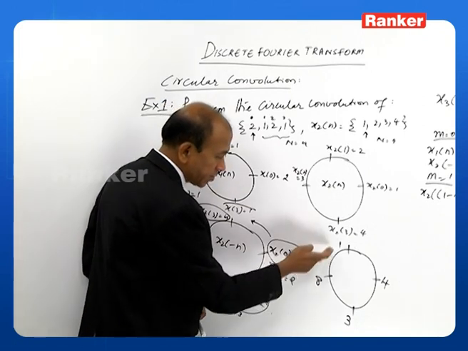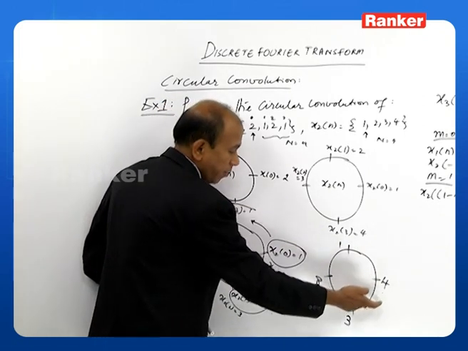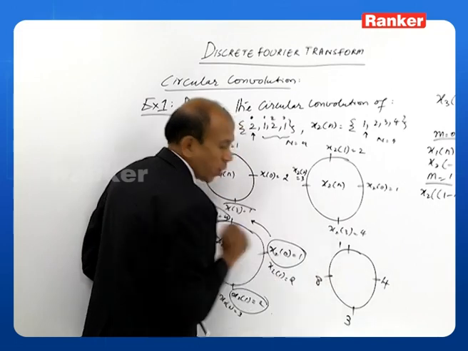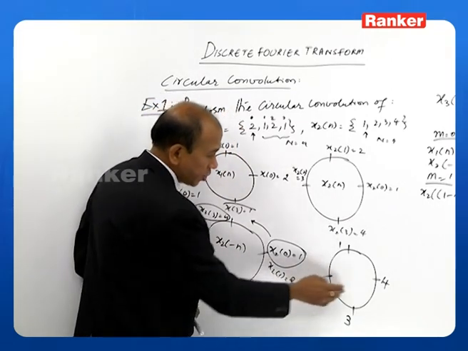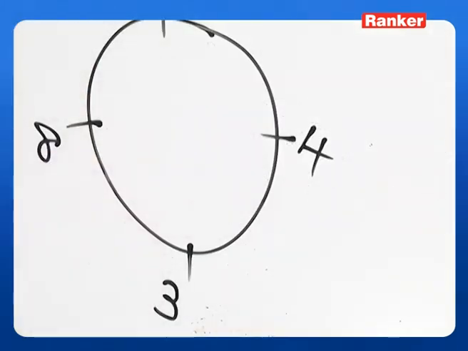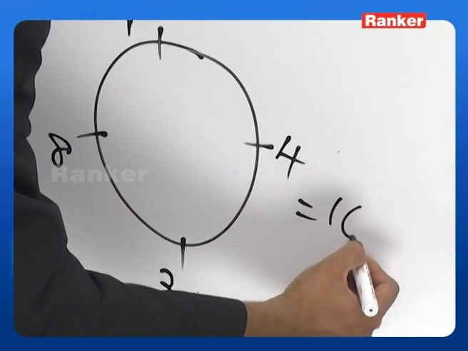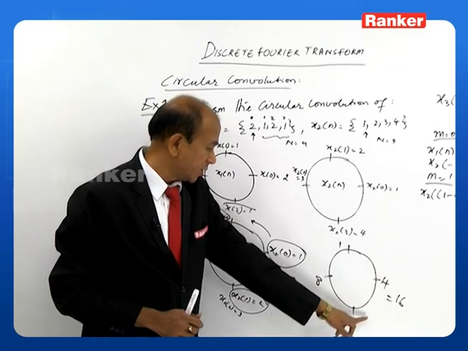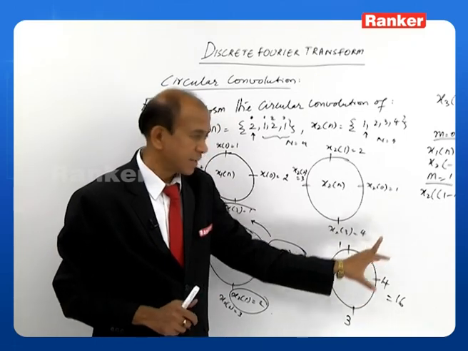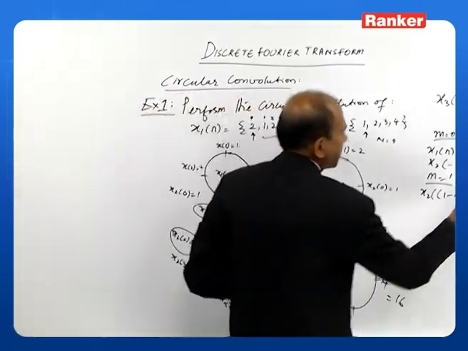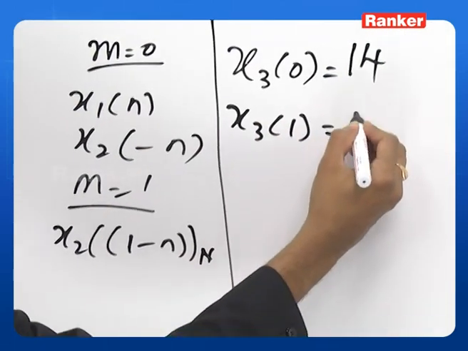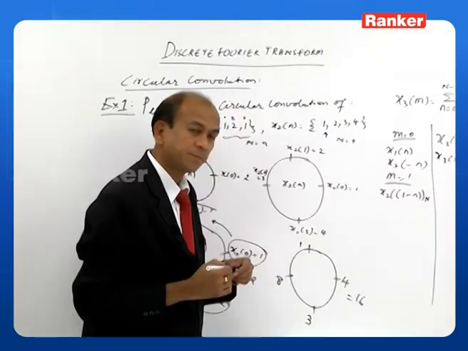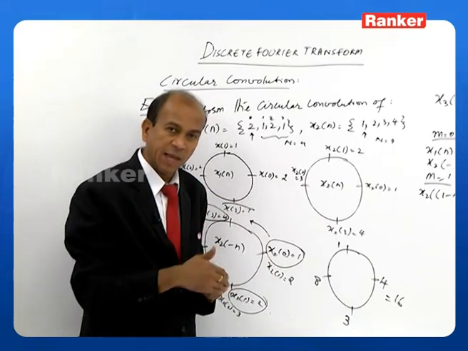So 8 plus 1, 9, 9 plus 4 plus 3, this becomes 12, okay. So this is 12 plus 4, this will become equal to 16. So let us add this, okay. So this is 4 plus 3 plus 8 plus 1 is 16. So we'll get the second one as equal to 16. So let us follow the same process.